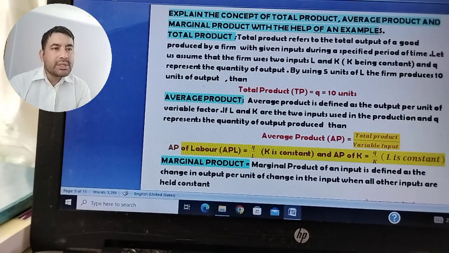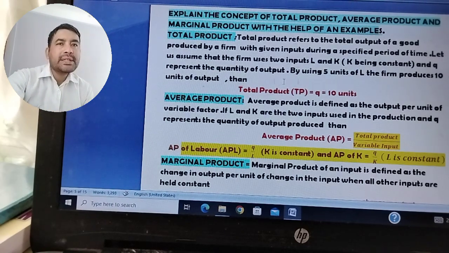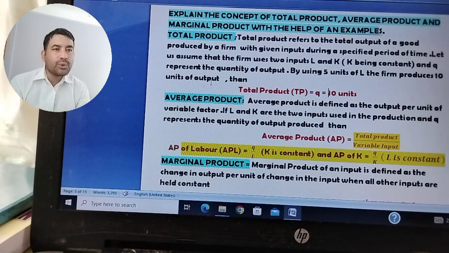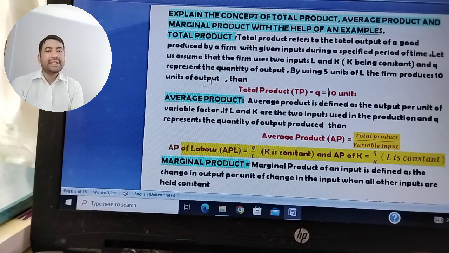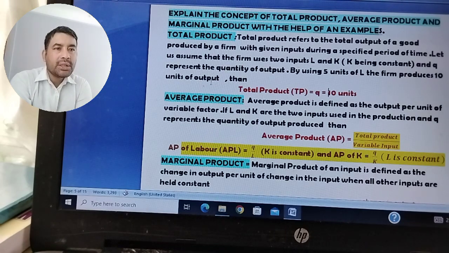So by using 5 units of labor, the firm produces 10 units of output. That is, it uses 5 units of labor and it has produced 10 units of output, that is Q. And we can say that the total product using 5 units of labor is 10. So Q is equal to 10, and this is defined as total product.